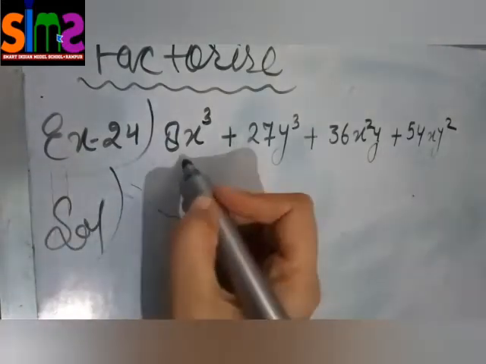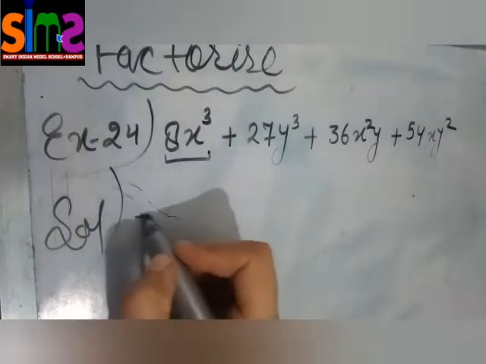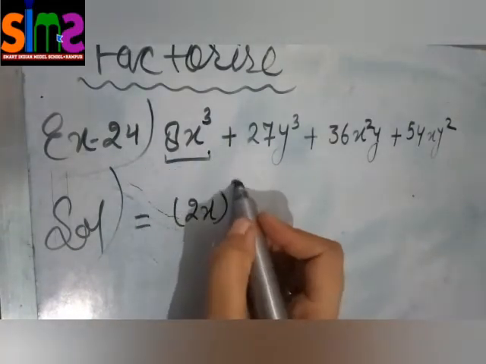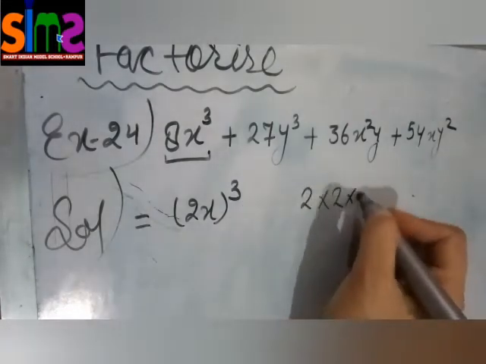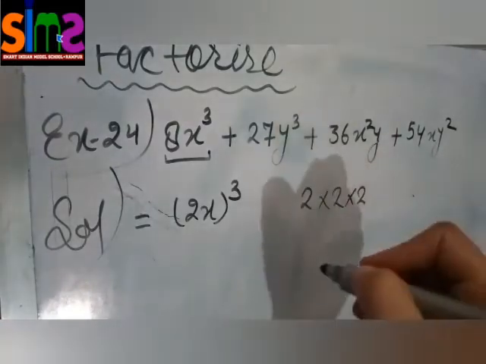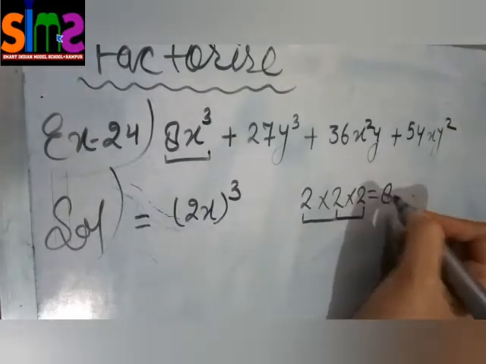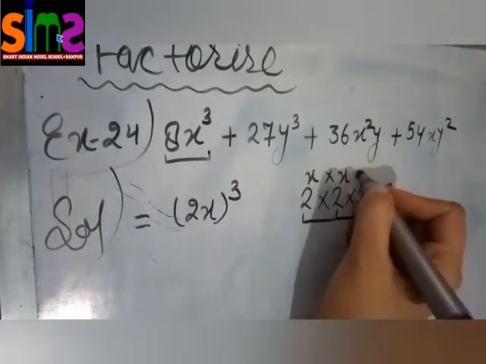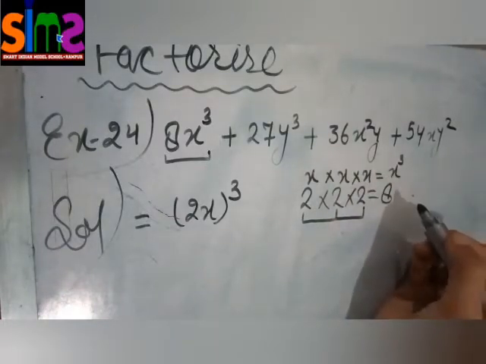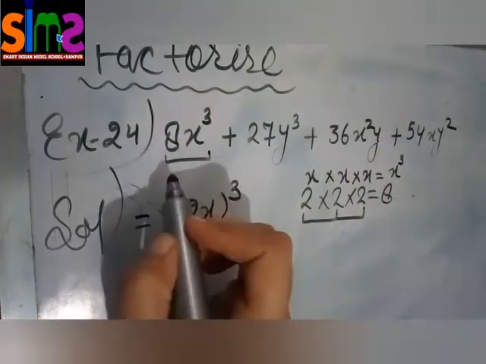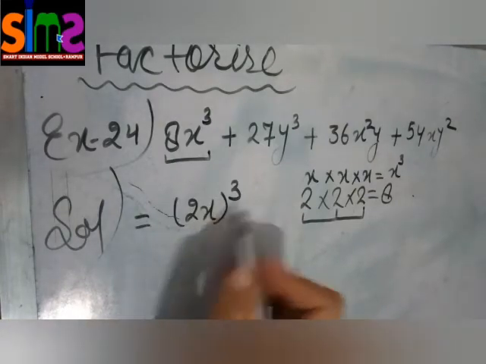As you can see, this is given 8x cube. We can write 8x cube as the whole cube of 2x. You know why? Because when we multiply 2 into 2 into 2, when we multiply 2 three times with itself, we get 2 2s are 4 and 4 2s are 8. And when we multiply x into x into x, we get x exponent 3, means x cube. It means 8x cube can be written in the form of 2x and its whole cube.